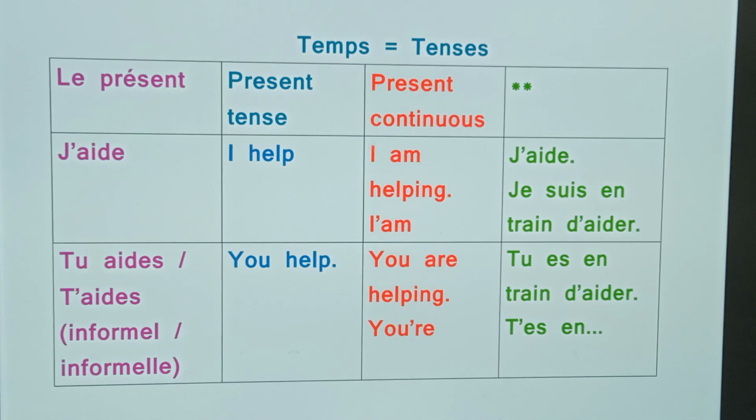And then here we're supposed to put tu aides. But normally we don't delete that, because U is also a vowel, A is also a vowel, but for the tu, by law, we don't have to delete it. But in spoken language, you could say t'aide. You can just delete it and put an apostrophe, okay? Tu aides or t'aide. So tu is informal. If it is a masculine situation, you have to say informel. If it is a feminine situation, you have to say informelle.